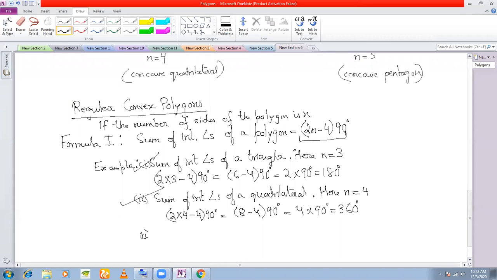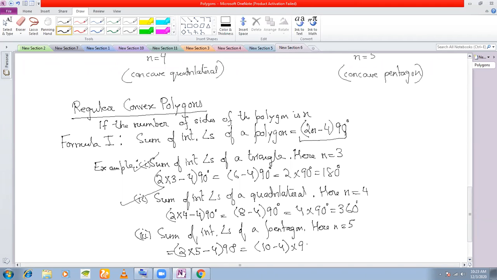What about a pentagon? Sum of interior angles of a pentagon? How many sides in a pentagon? There are 5 sides. So therefore, how much do you get? 2 into 5, (2n minus 4) into 90 degrees, which is (10 minus 4) into 90 degrees, which is 6 into 90 degrees, which is 540 degrees. That's it. The sum of interior angles of a pentagon is 540 degrees.